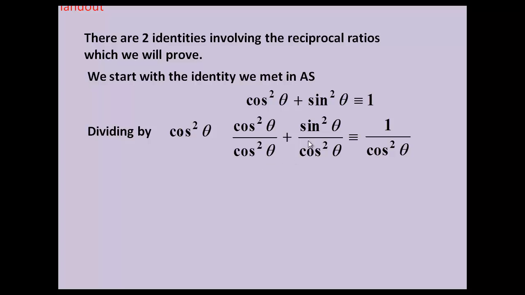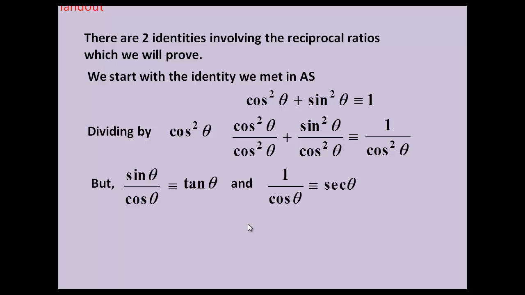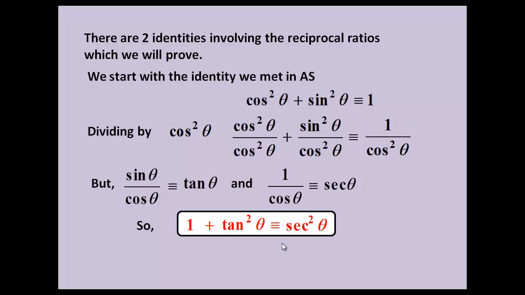Cos squared theta over cos squared theta plus sine squared theta over cos squared theta. But we know that sine over cos is tan, and that 1 over cos is sec. So we can now rewrite this as 1, obviously, cos squared over cos squared, anything over itself. There we have tan squared, and here, of course, we have sec squared. And that's the first of our reciprocal trig identities.